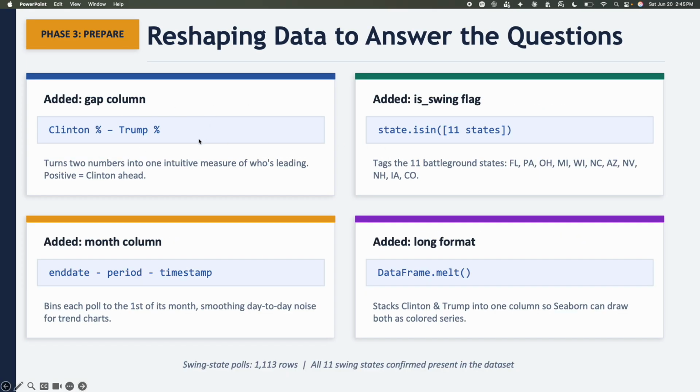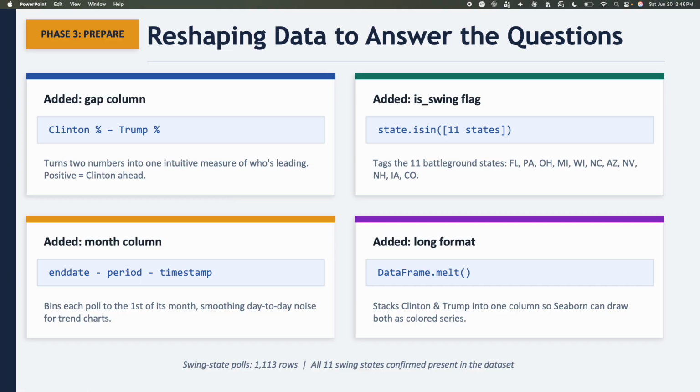Preparing the data means adding the structure the analysis needs. It creates 4 new things. First, a gap column, which is Clinton's percentage minus Trump's percentage. Instead of tracking 2 numbers, I now have one intuitive measure of who leads and by how much. Positive means Clinton was ahead.